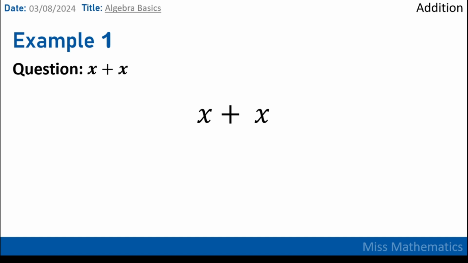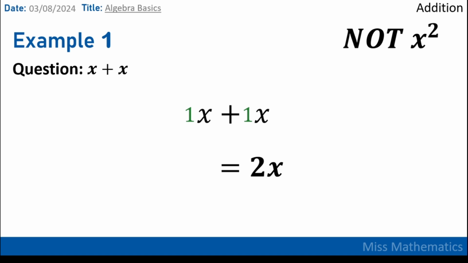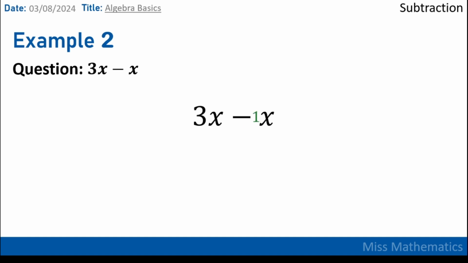So example 1, addition in algebra. In this example, x plus x, there is no coefficient in front of x, so you can just imagine that there's a 1 there. 1x plus 1x is the same thing as saying 2x, because you just add the coefficients and you keep the x. Many students make a mistake and they write x squared, but remember x squared would be x times x, and this is x plus x. Example 2, subtraction. 3x minus x. Again, there's no coefficient in front of the second x, so we can just imagine there's a 1 there. 3x minus 1x would be 2x.